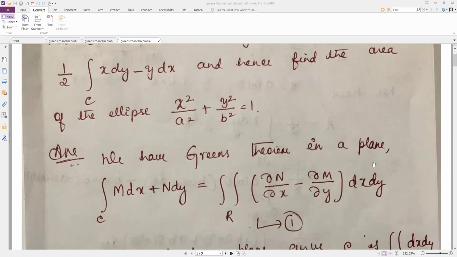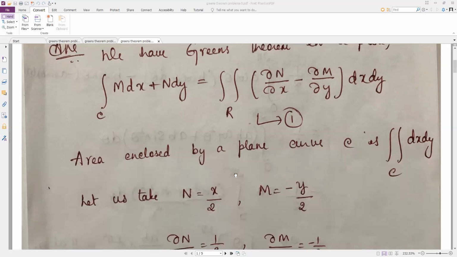See, from Green's theorem, integral C m dx plus n dy is equal to double integral over the region R dou n by dou x minus dou m by dou y dy dx. Correct? Usually I write dy dx, so write it in the same manner. Now, area enclosed by the curve. Whenever we say area, what do you mean by area? Area means double integral dx dy. You have studied in your lower classes. Double integral over the region R dx dy.